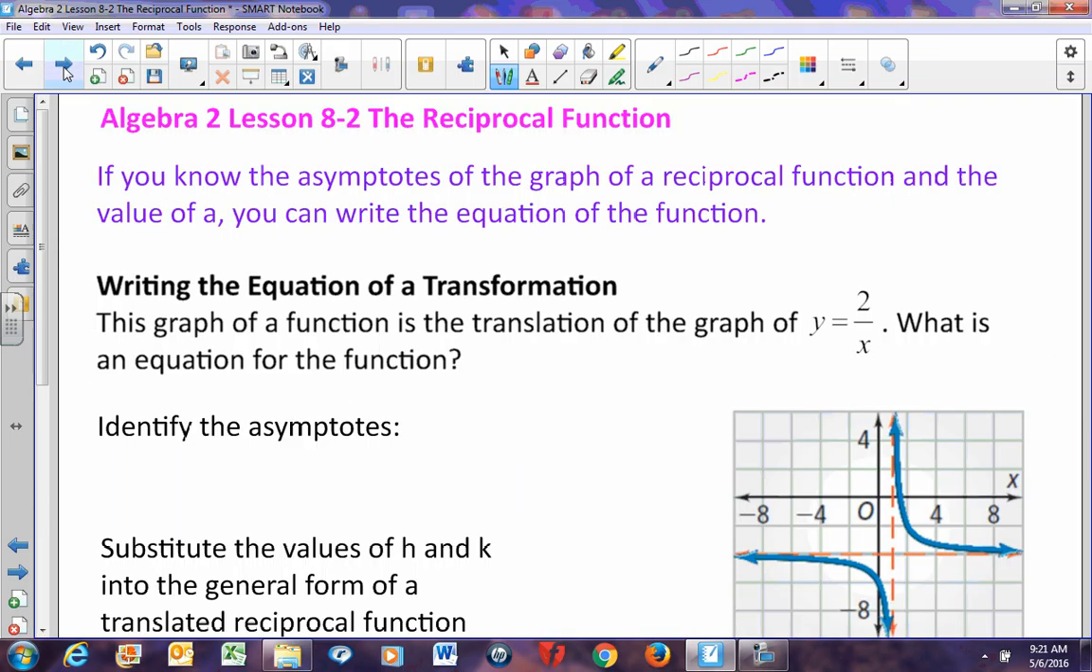Now, let's say if we know the asymptotes of our graph of a reciprocal function and the value of a, we can write the equation of a function. Let's just take a look at this graph right here.